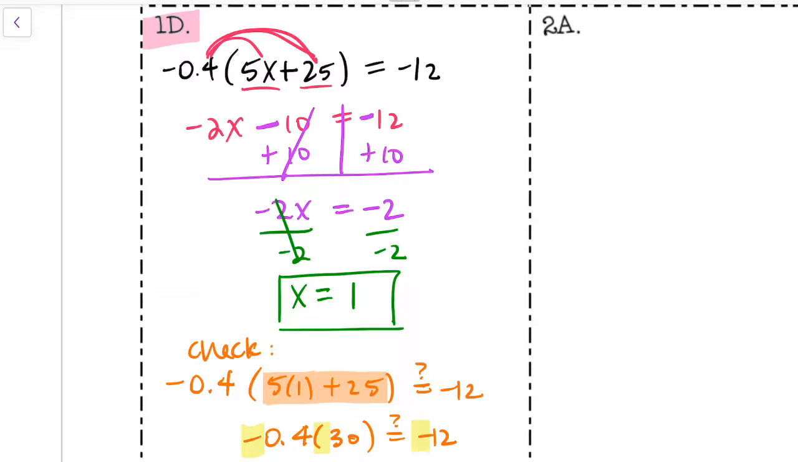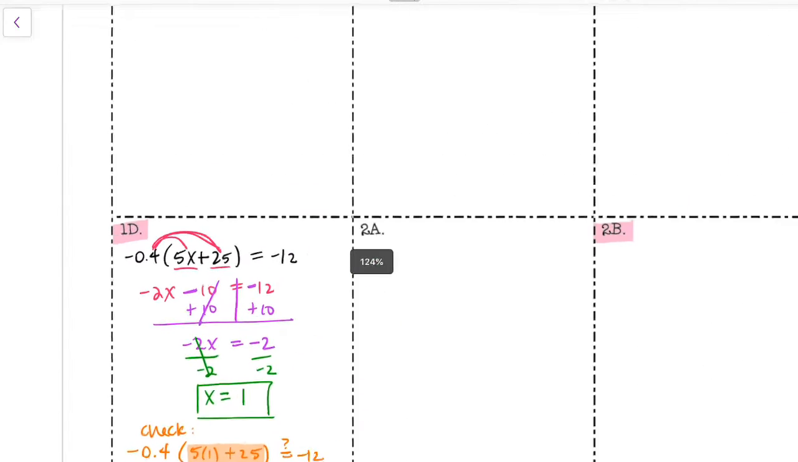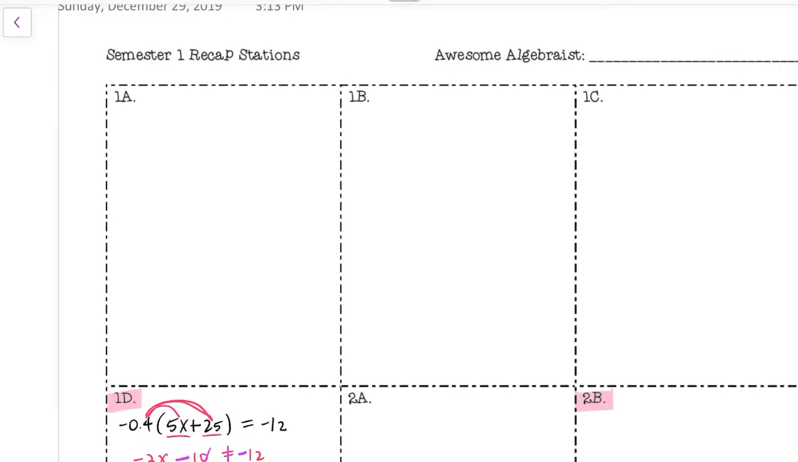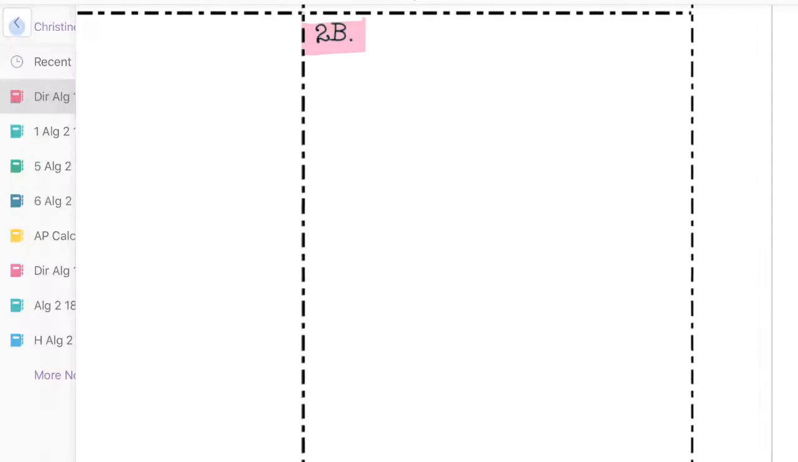Okay, now we are going to move on to station number 2, but remember you need to complete all of the station number 1 problems before the day is done, so don't forget those. So station number 2, we're going to do problem B.